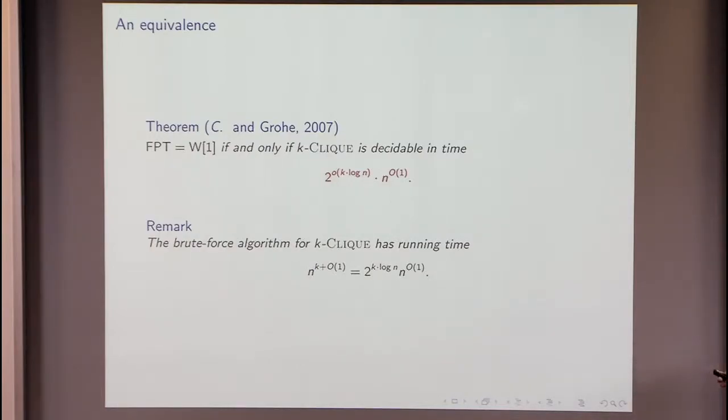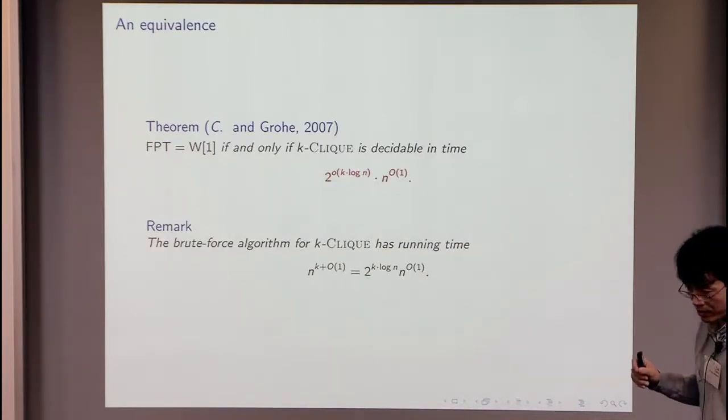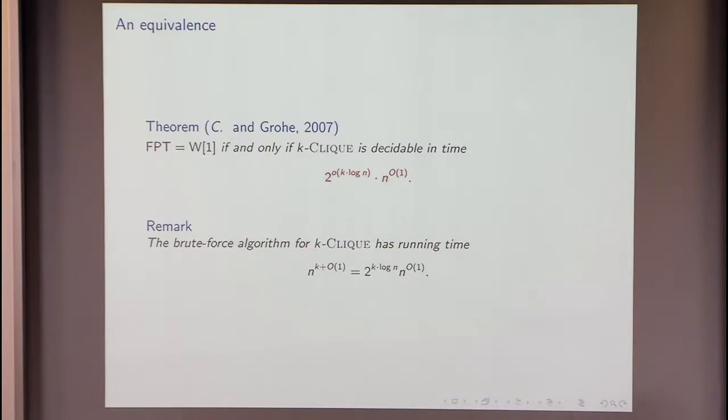If you want to understand this statement, you just need to look at the brute force algorithm solving k-clique, which takes time n to the k plus some constant. So n to the k is the time you need to enumerate all k-subsets of the graph. Slightly rewriting this term, you get 2 to the k log n, times a polynomial of n. So this statement says that you can, in fact, improve this brute force algorithm. And k log n, in fact, is the length of a binary encoding of a k-element subset. So we have an equivalent statement between parameterized complexity and exponential time complexity.